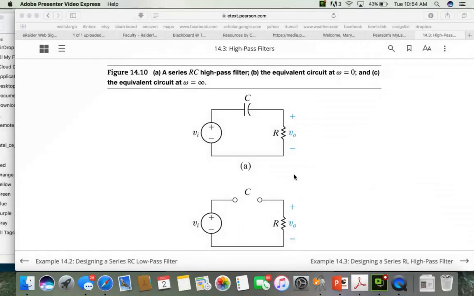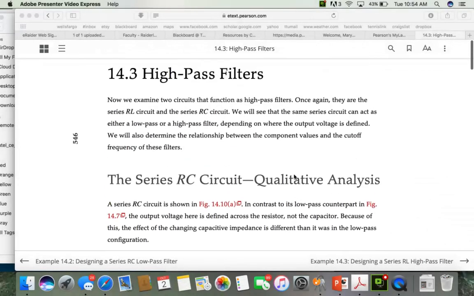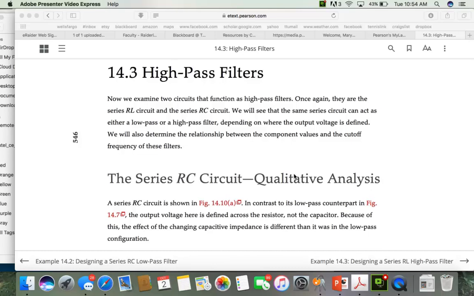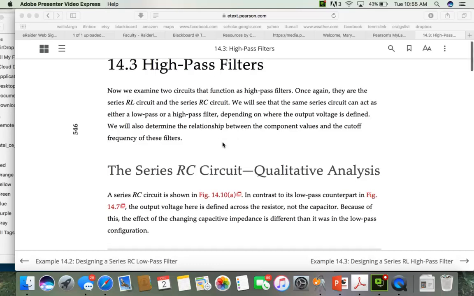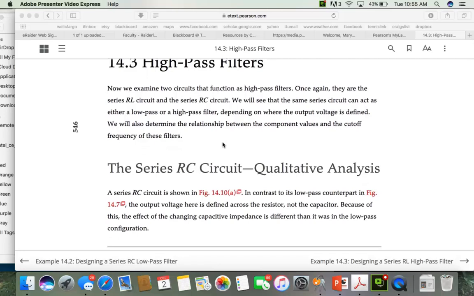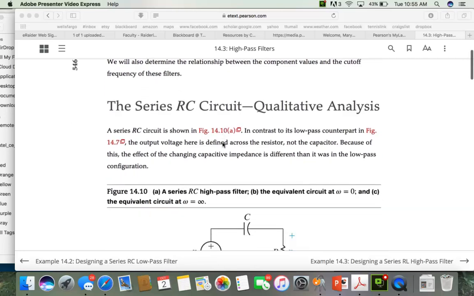Okay, in this video we're going to discuss high-pass filters. Once again, these will be first-order high-pass filters. They will be passive filters, which means they're either an RL or RC, no op-amps, no transistors, no active elements. They will also be first-order, meaning there's a single energy storage element, either an L or a C, in the circuit. So the first circuit to look at is the series RC.